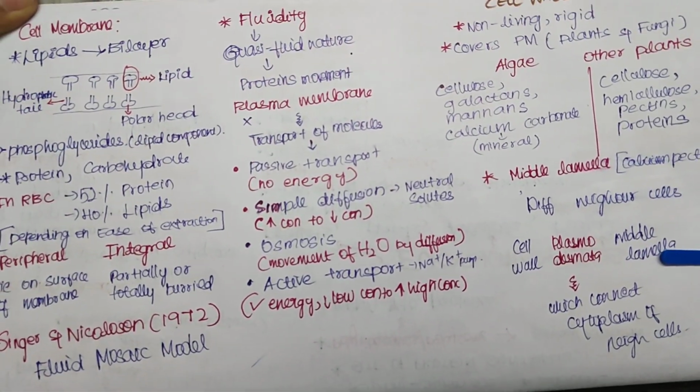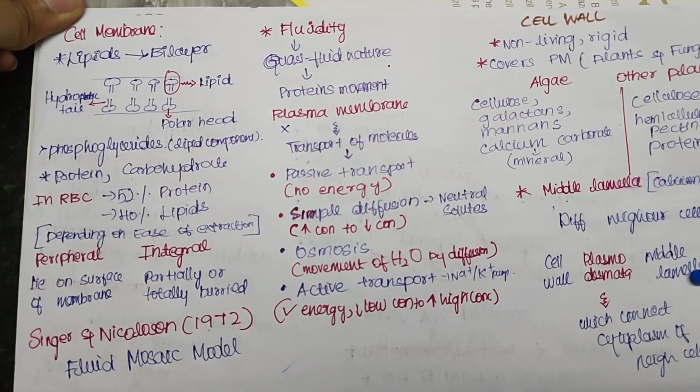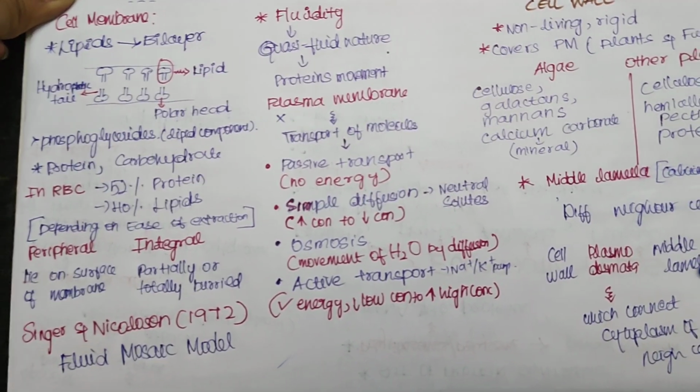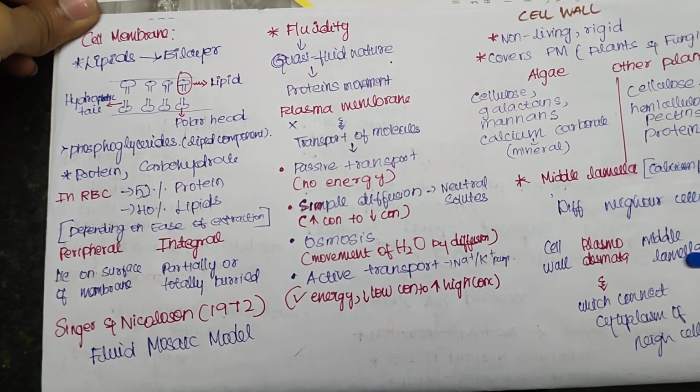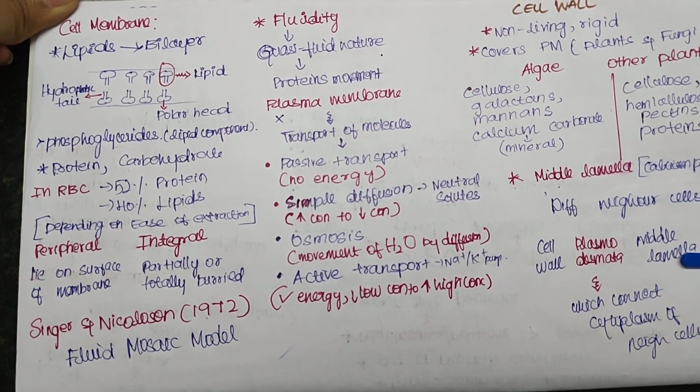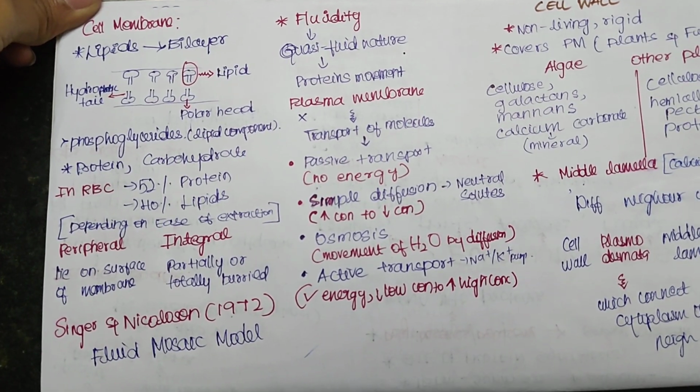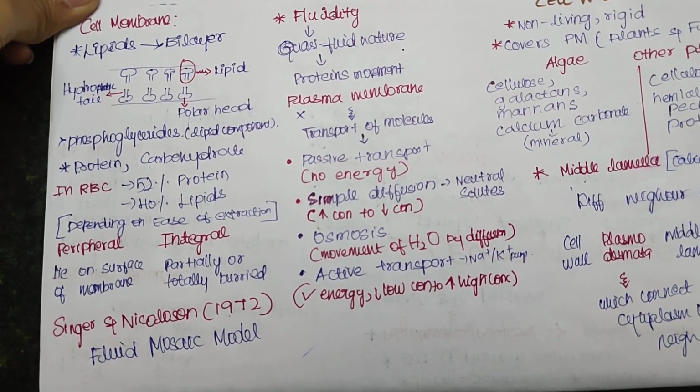So in the last page we have discussed the general things about the eukaryotic cell. Previously we have discussed the prokaryotic cell. Now we will talk in detail about the eukaryotic cell. Okay, now firstly we will start with the cell membrane.